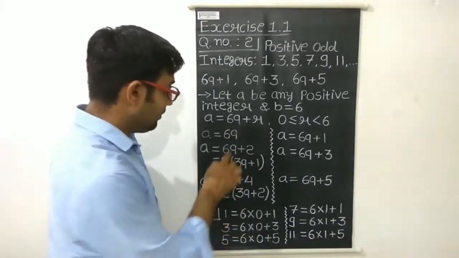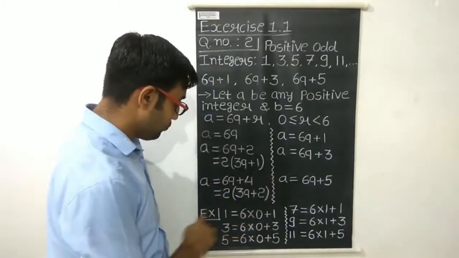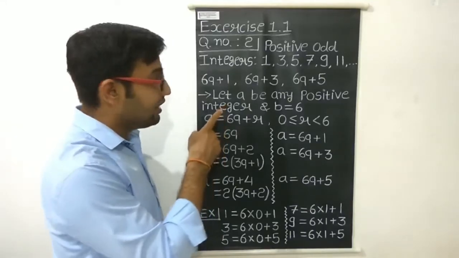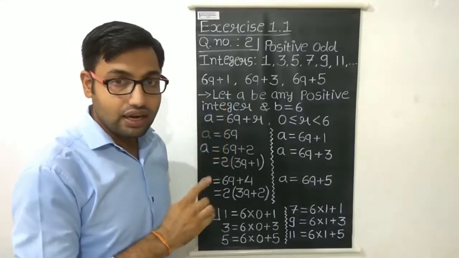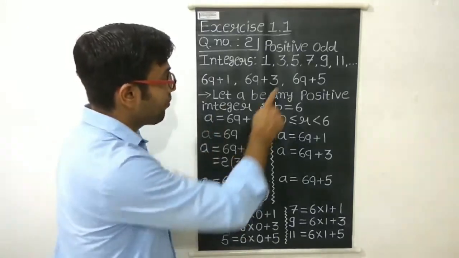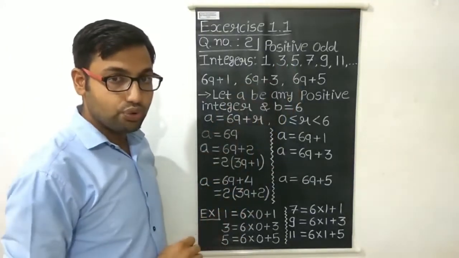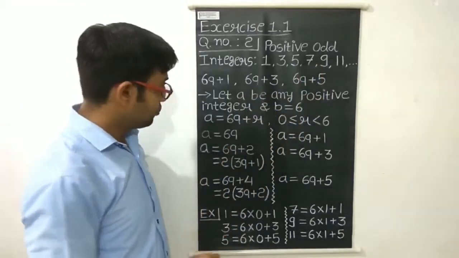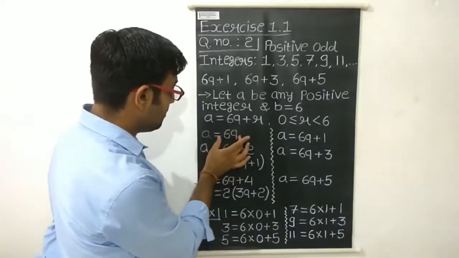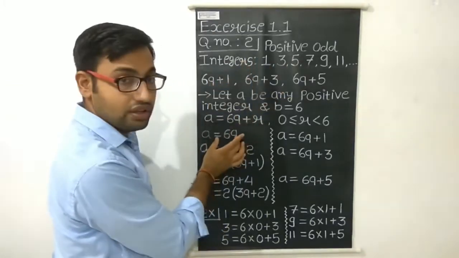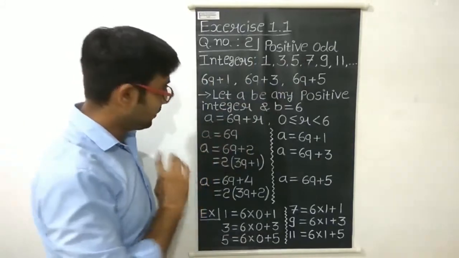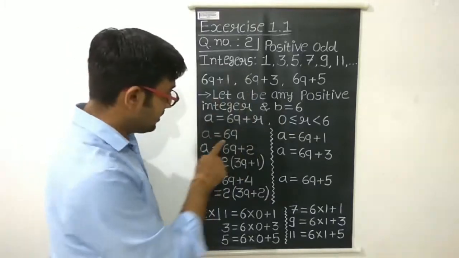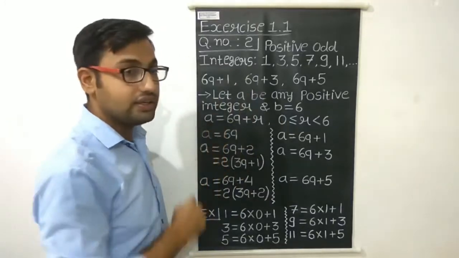all these integers are divisible by 2. We can divide this by 2, we can divide this by 2, and we can divide this number by 2. And remember one thing, if there is any odd number, we cannot divide it by 2. Suppose 5. Can we divide 5 by 2? No. Let's take 9. Can we divide 9 by 2? No. So if we take this number as a positive odd integer, then it would be divisible by 2. So we cannot consider this value 6q as a positive odd integer. This may be a positive even integer.